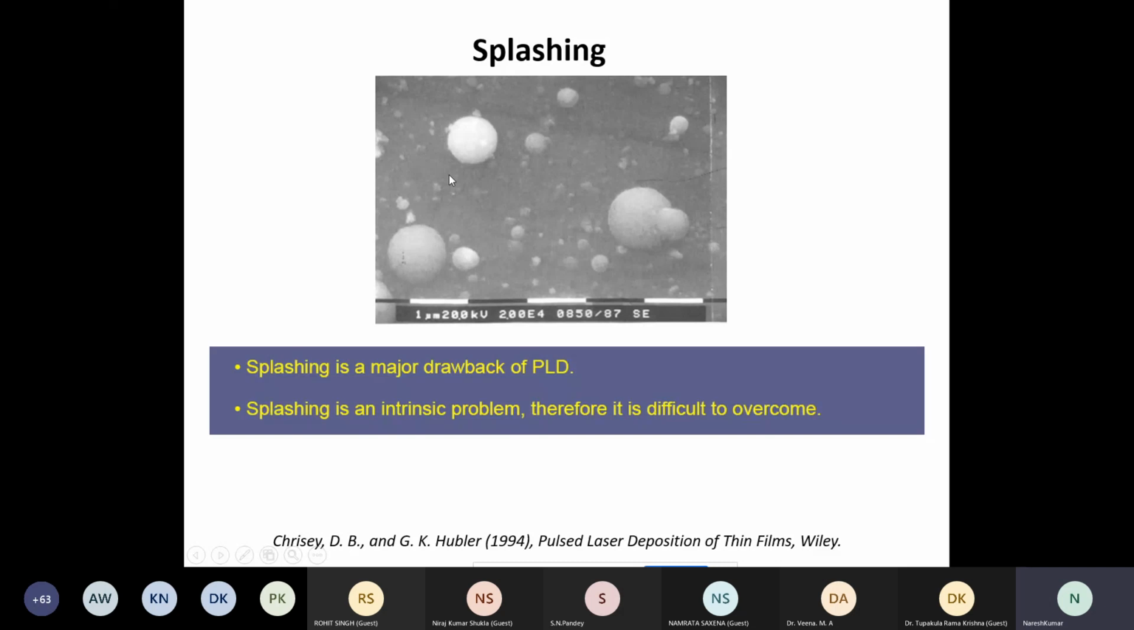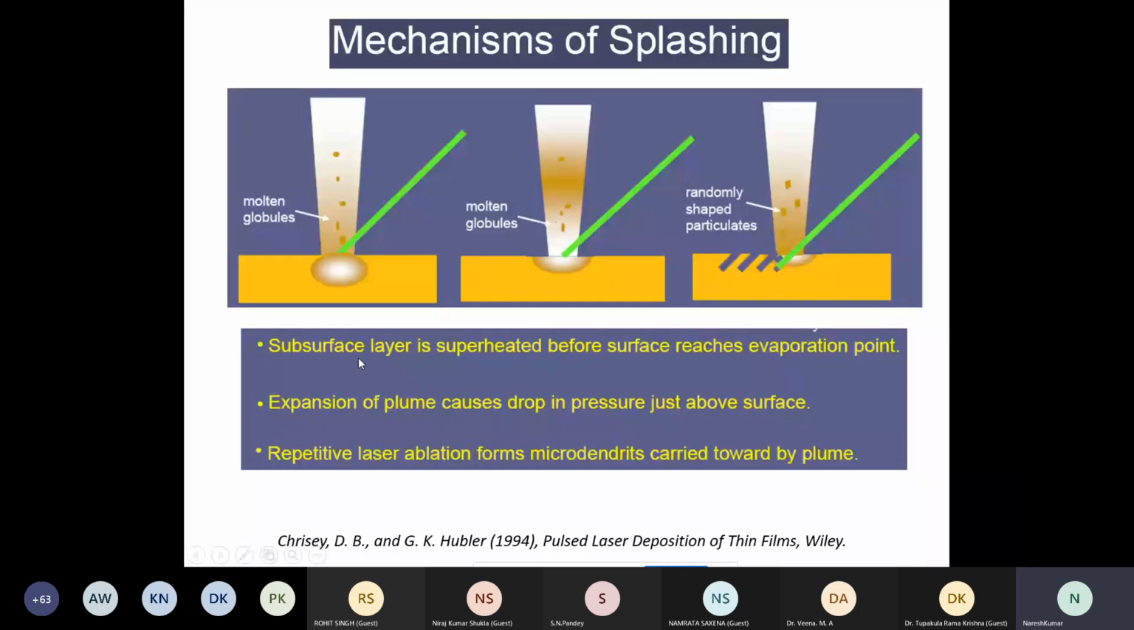So if somebody is willing to have high quality films with no bigger particles at the surface, then PLD is very difficult. One has to look at this carefully. But yes, it can be minimized, it can be reduced up to so much extent. Ways of minimizing, I think this is the method, that's how my splashing is done. You have a laser beam coming in, and then you have molten globules coming in. So they will hit at the surface, and maybe here a cone of material is left, and from here my randomly shaped particulates or bigger particles will come out, right? So that's a mechanism.